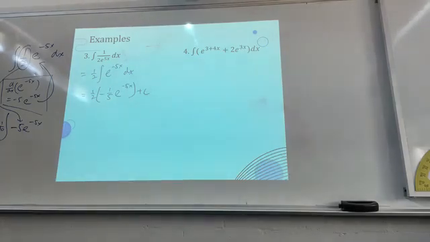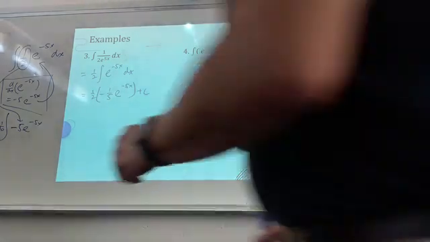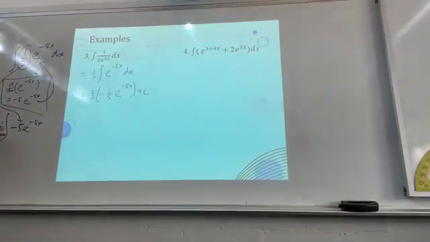So from there, this is how I get it. Which then will become minus 1 over 10 e to the power of minus 5x plus c. You can always work backwards.